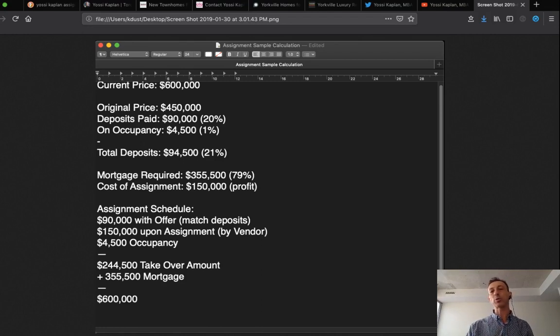Just like when you buy a house, you put the deposit in the seller's realtor's trust account. Okay, not to me personally, but to Search Realty Corp trust account. Agents and realtors can't actually access these accounts. I don't even know the number of that account, because in order to make sure that we do not touch any money, it's done at the office by the admin staff, and that's it. Okay, and 4,500 on occupancy, that's that 1%. So let's summarize: 90,000 with the offer to match the deposit, 150 when the vendor agrees to reassign the contract, and of course the vendor is still owed by the original contract 4,500.